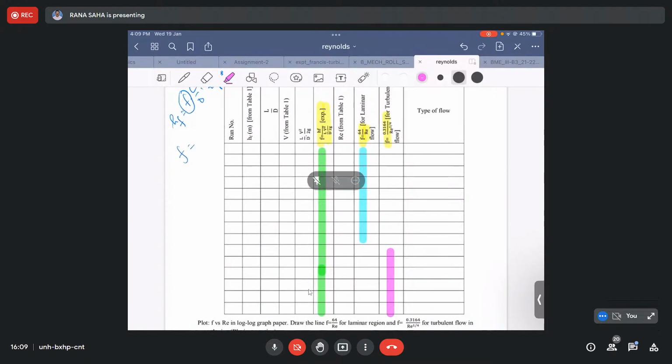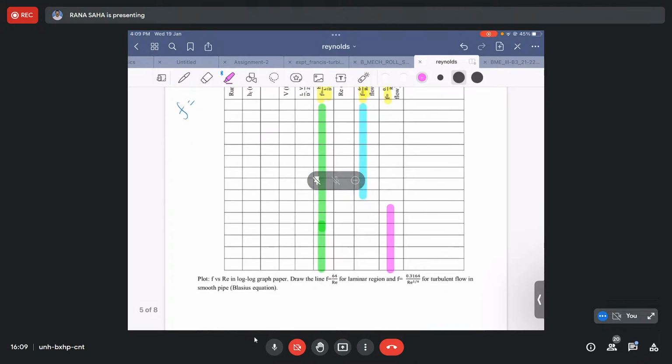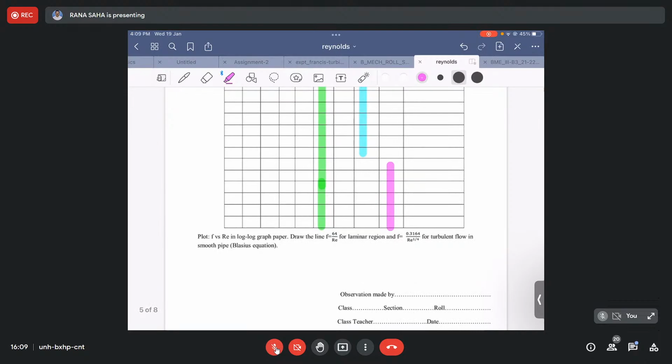Okay. And of course, your Reynolds number you have already calculated from the earlier exercise, and then you need to plot F versus RE in log-log graph paper. Again, here you need to plot in another log-log graph paper as it is written here. You plot on log-log paper because both these relations, F is equal to 64 by RE and F is equal to 0.3164 over RE to the power 1 by 4, are nonlinear relations. So in order to have it in a linear fashion, if you take log on both sides and then plot, you will get a straight line. Or else, if you have a graph paper with graduation in log scale itself, then by putting in the values, it will come like a straight line.